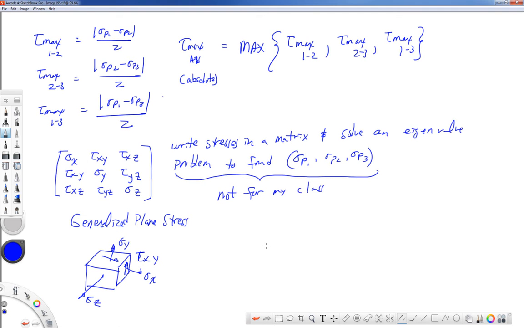Okay, so generalized plane stress, if we look at that sigma z, on this face right here, let me shade it in a different color. On this face, there is no shearing stress. Because there's no shearing stress, that automatically means that that stress, sigma z, is a principal stress.